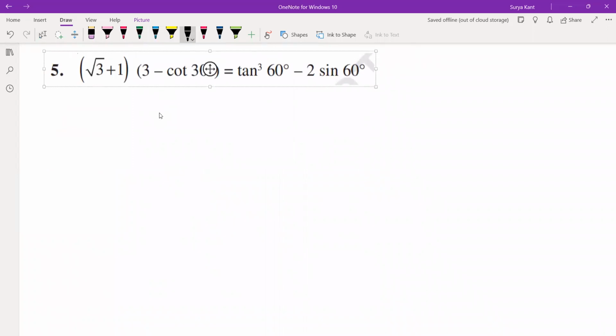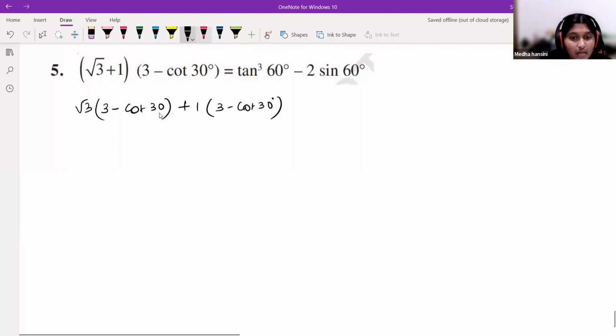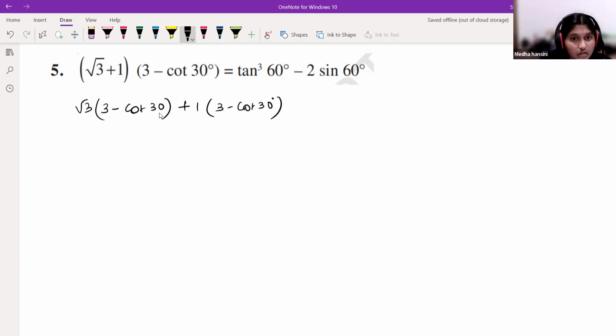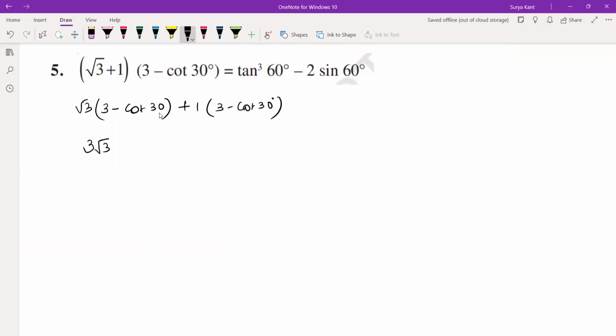So here root 3 into 3 minus cot 30. See, first you multiply root 3 with both. Again, 1 also you multiply with 3 minus cot 30. So next step, tell me, Hansini, what I should do after this step? We need to multiply, sir. Tell me, 3 into root 3, what can I write here? 3 root 3 will come. Okay, again minus root 3 into cot 30.